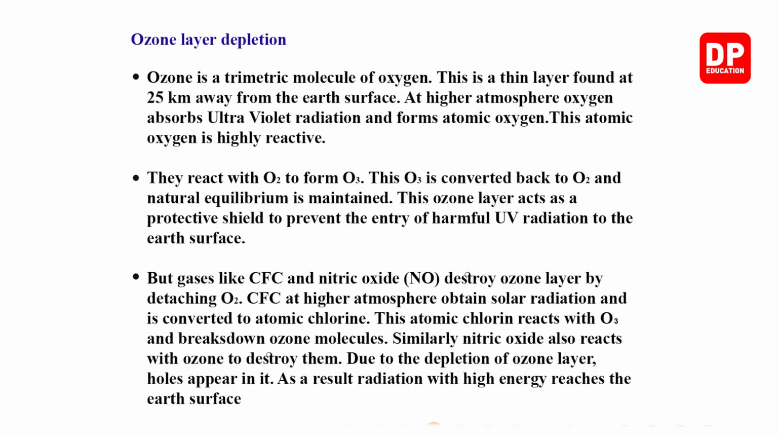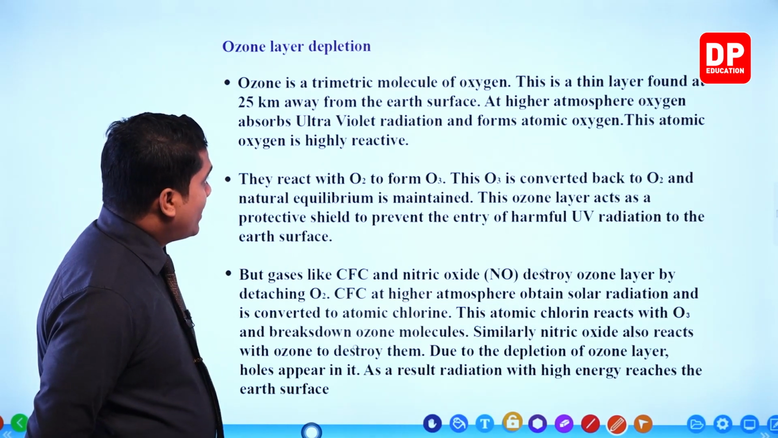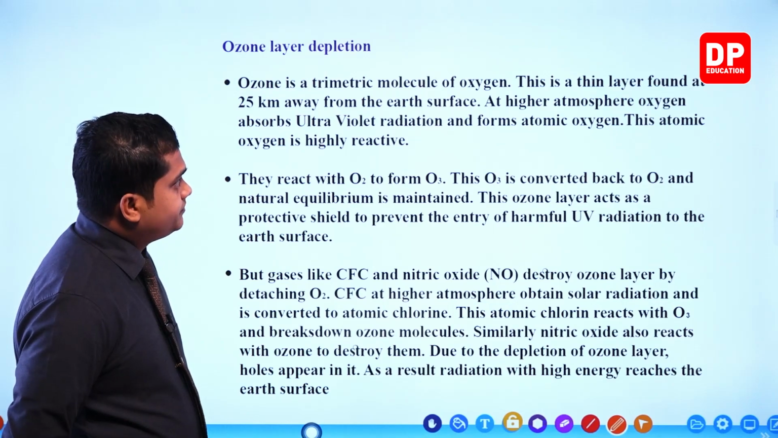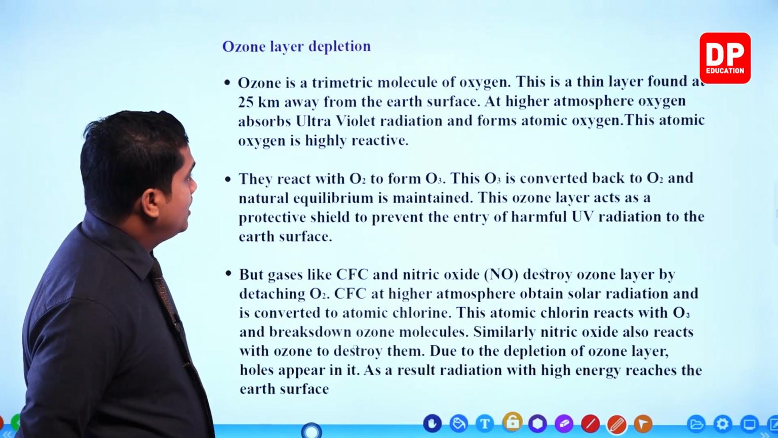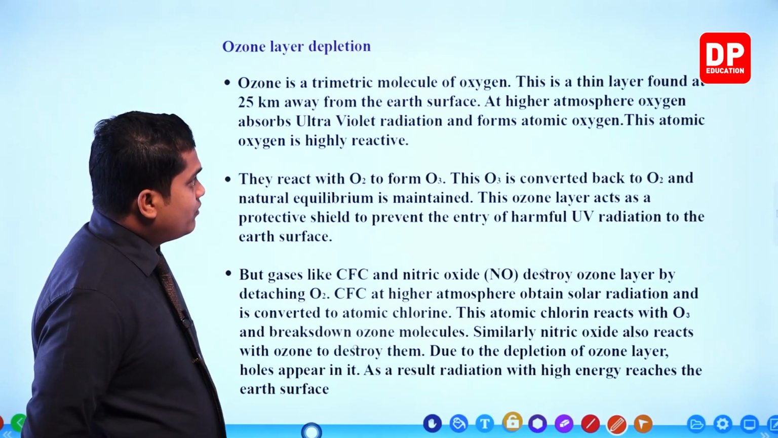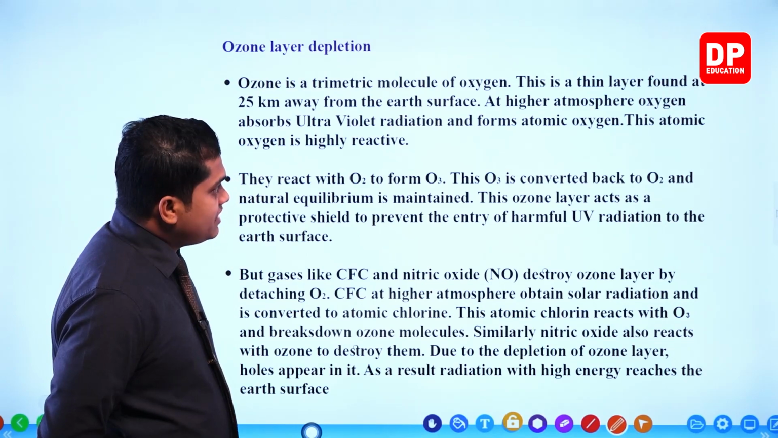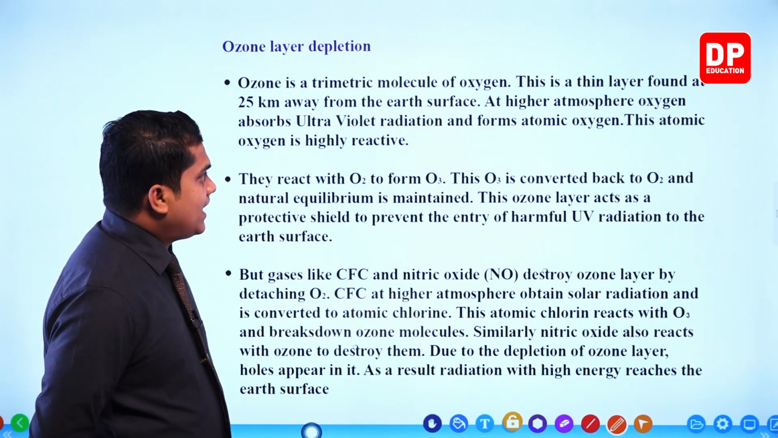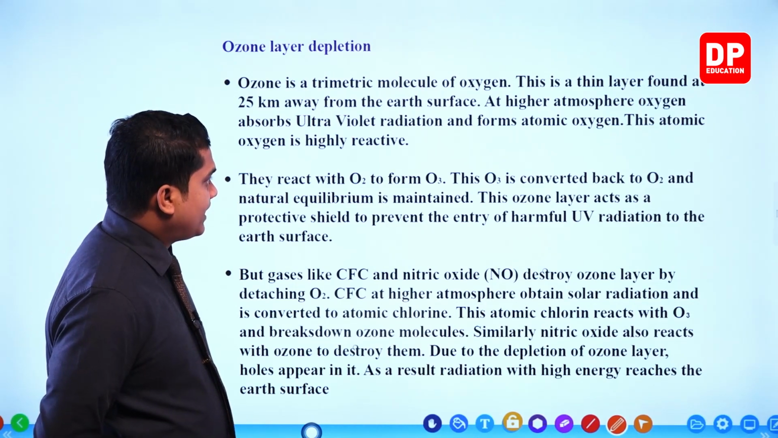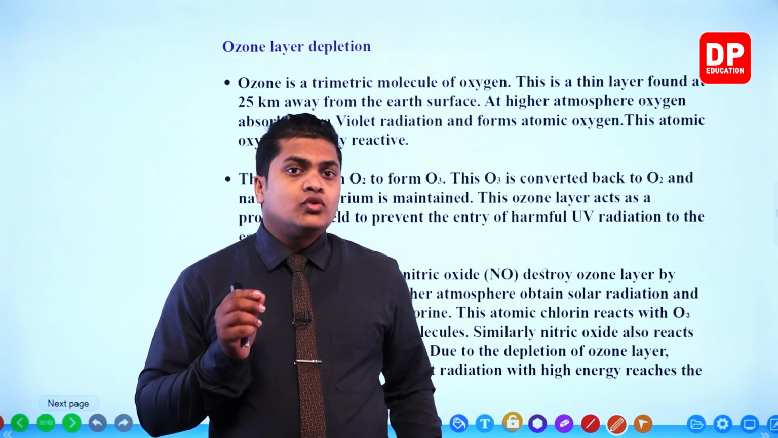All right then, the next one, ozone layer depletion, the next ill effect of environment pollution. Ozone is a trimetric molecule of oxygen. This is a thin layer found at 25 kilometers away from the Earth's surface. At higher atmosphere, oxygen absorbs ultraviolet radiation and forms atomic oxygen. This atomic oxygen is highly reactive. So, my dear children, now ozone layer depletion.